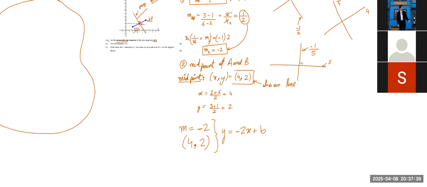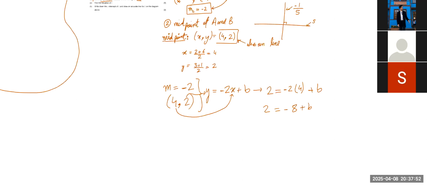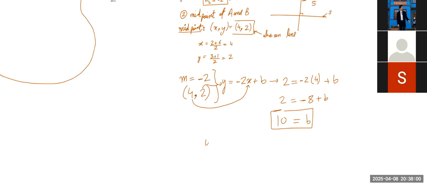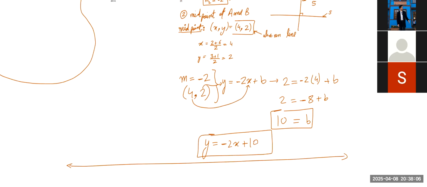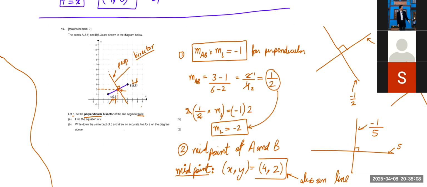So if I plug in 2 for y and 4 for x, I will get 2 equals -2 times 4 plus b, which is 2 equals -8 plus b. And finally, if I add 8 to both sides to remove this -8, I will get 2 plus 8, which is 10. That gives me the b value. And finally, I can say that y equals -2x plus 10.